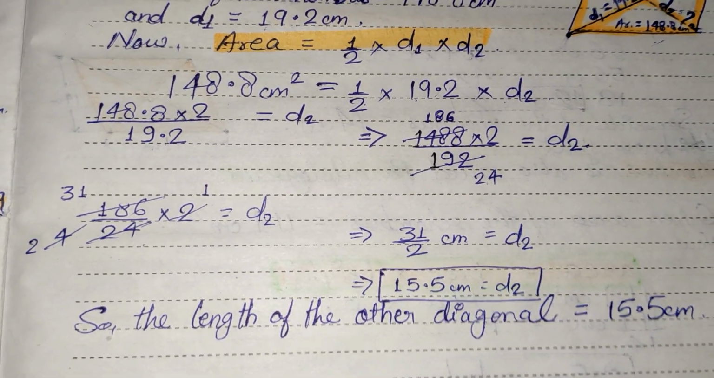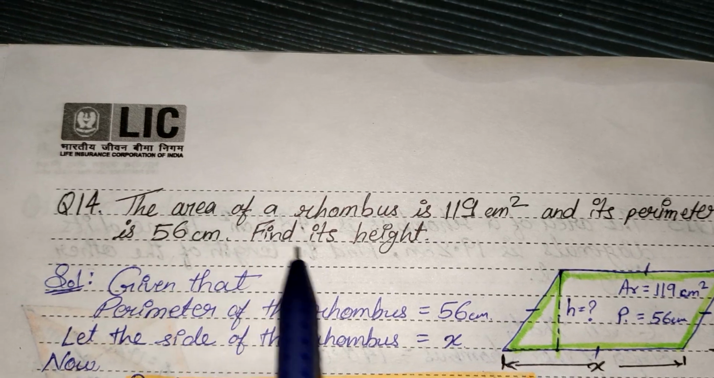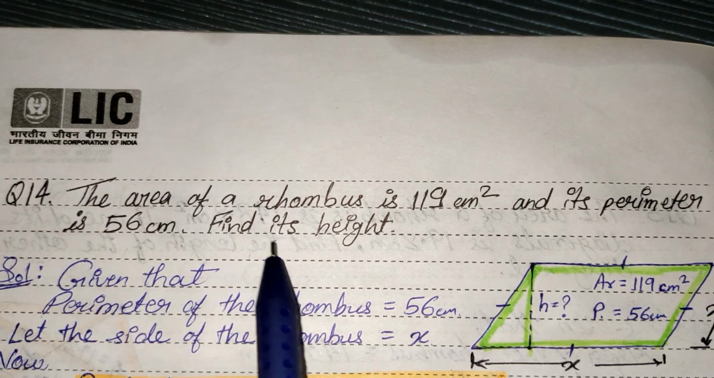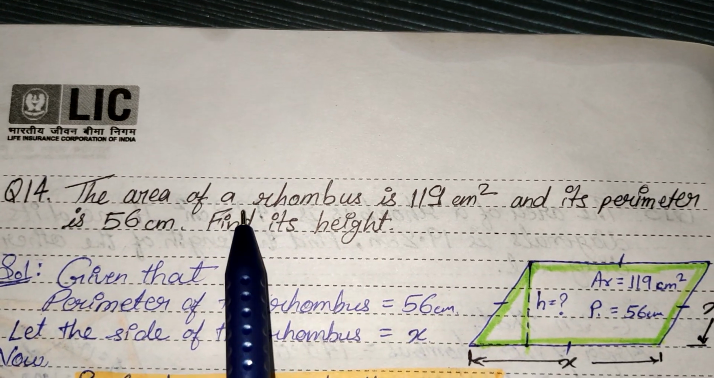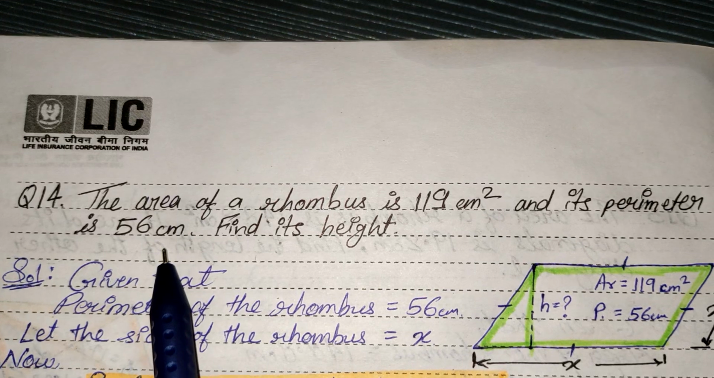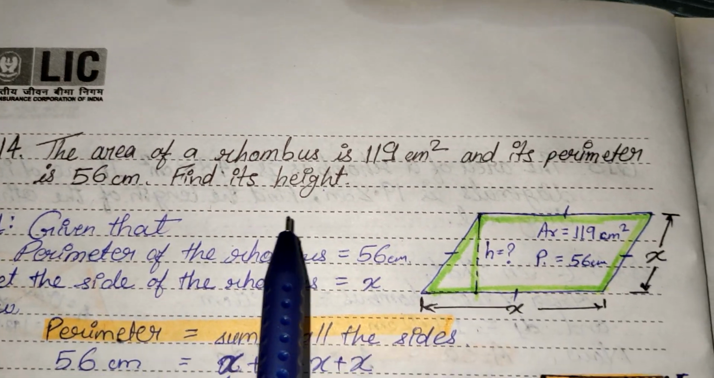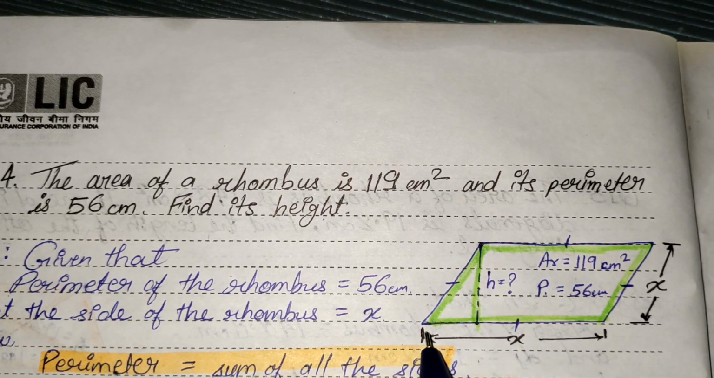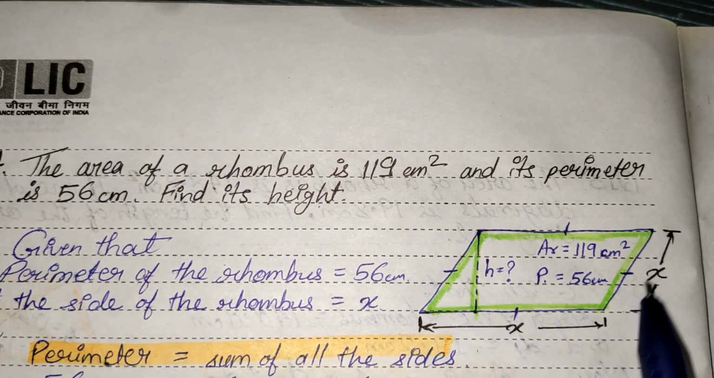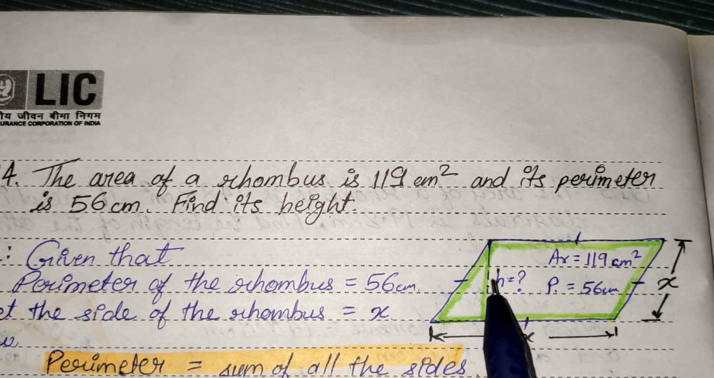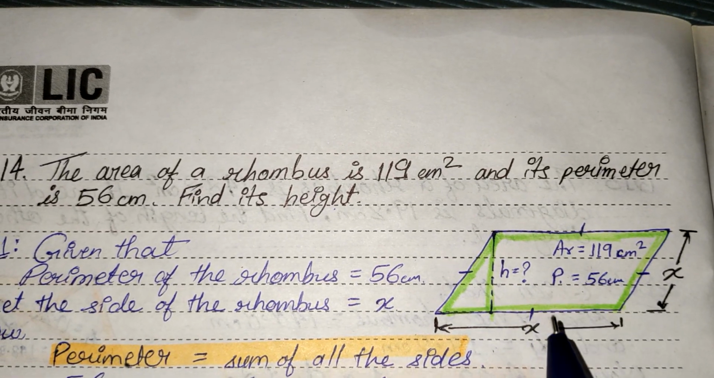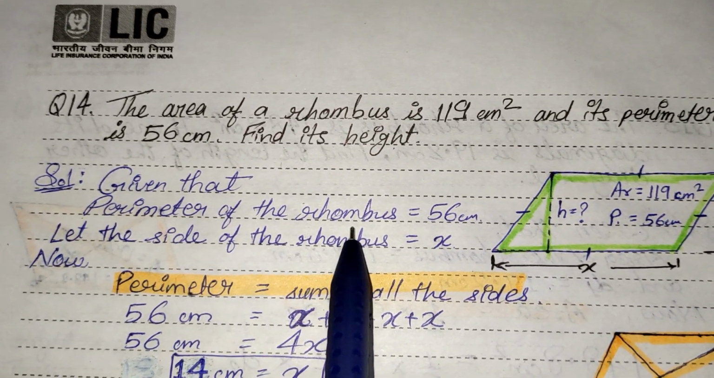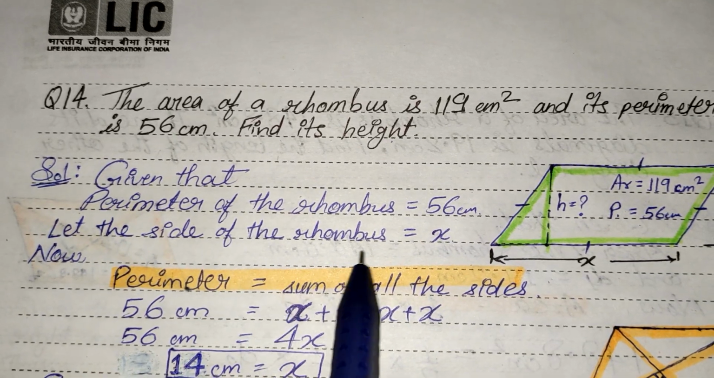Now moving on next. Number 14. The area of a rhombus is 119 centimeter square and its perimeter is 56 centimeter. Find its height. Here area of rhombus is given and perimeter is given. We have to find the height of the rhombus. So according to the question, the figure is this. This is the rhombus. We don't know the side, so suppose side be x, and we don't know height. We have to find the height. Perimeter is given and area is given. Now see the solution. Given that perimeter of rhombus is equal to 56, let the side of rhombus be x.